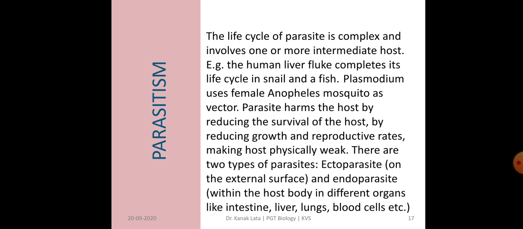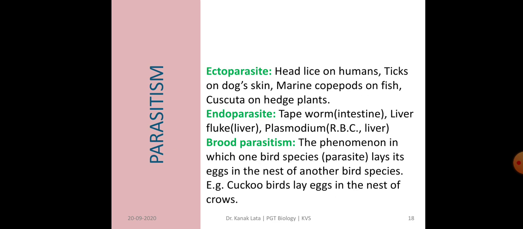Parasites are of two types. One is ectoparasite, another is endoparasite. Ectoparasites are present on the external surface and endoparasites are present within the host body in different organs like intestine, liver, lung, blood cells, etc. Head lice on humans, ticks on dog's skin, marine copepods on fish, Cuscuta on host plants. These are examples of ectoparasites. Whereas tapeworm, liver fluke and Plasmodium are endoparasites present in intestine, liver and RBC or liver respectively.